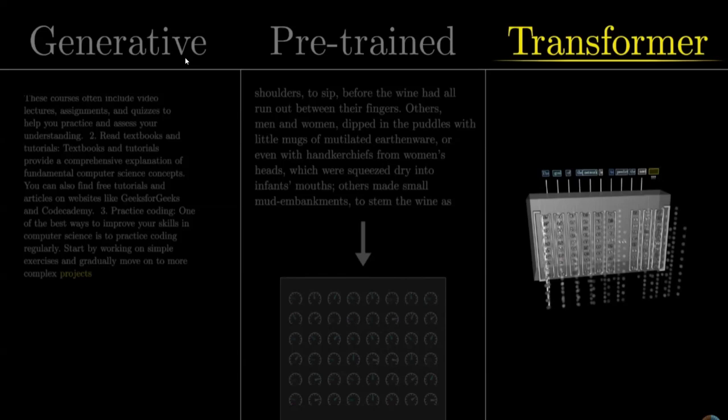This week we'll be talking about transformers and how they work in large language models. For the beginning, we have generative, which generates a piece of text. Then we have pre-trained, which is using little knobs. And then we have the transformer.